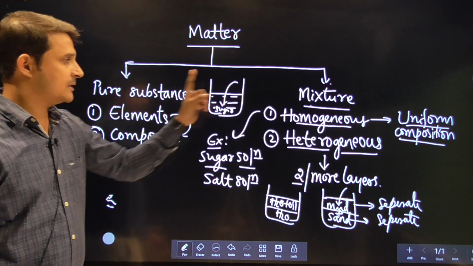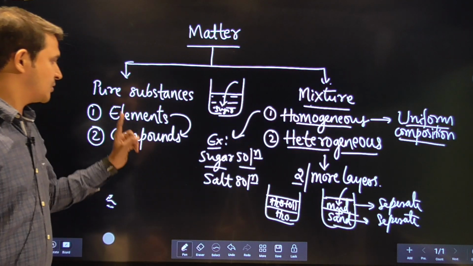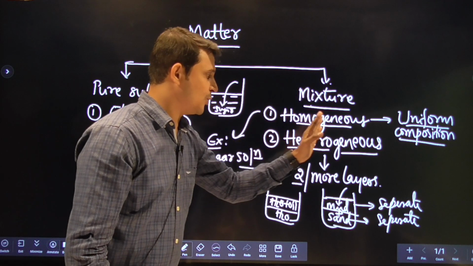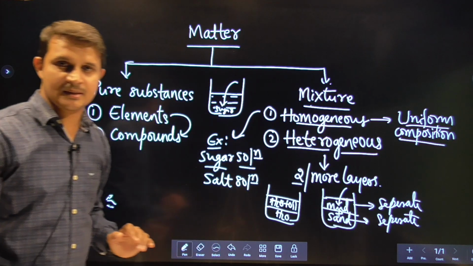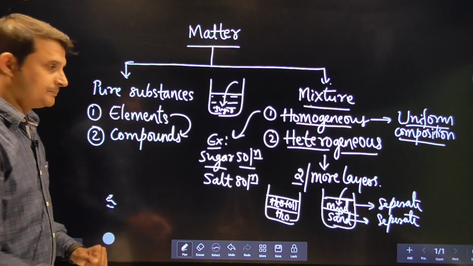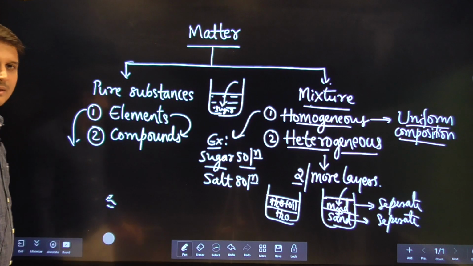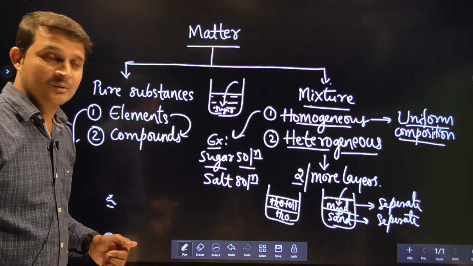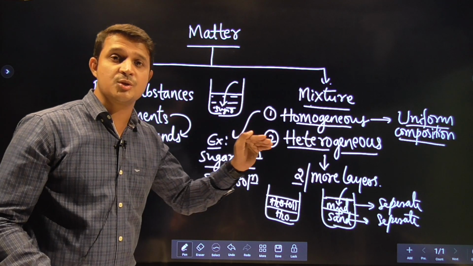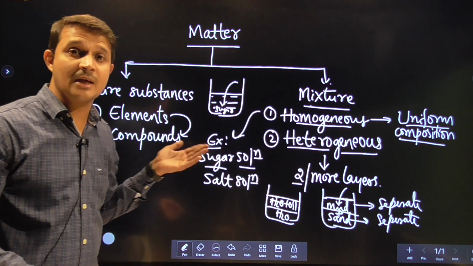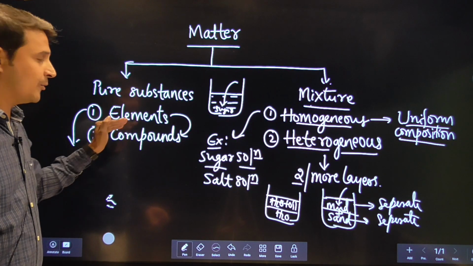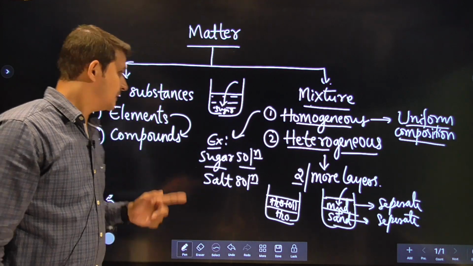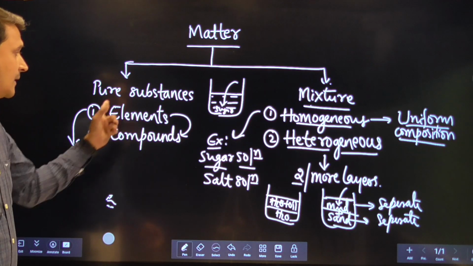One is pure substances and the other is mixtures. So pure substances have elements and compounds, and mixtures have homogeneous and heterogeneous. Okay, so elements: there are 118 elements in the periodic table. They have a fixed composition of their constituent particles, which are nothing but the atoms. So we cannot separate an element. Okay, so that is a pure substance.